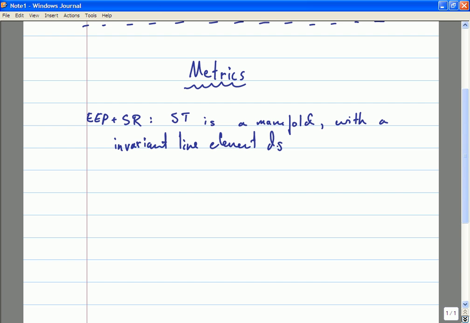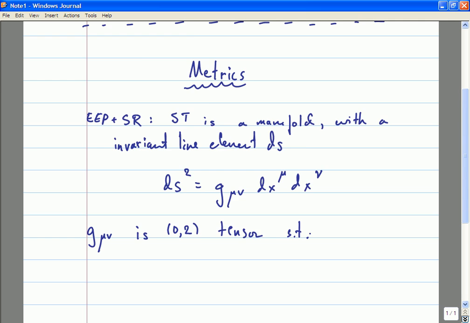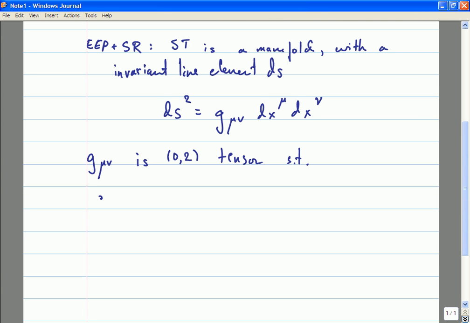ds, which is how you determine the invariant length of a world line through space-time, which is given by the formula ds squared is g mu nu dx mu dx nu, where g mu nu is the metric, which is a 0,2 tensor with three special properties. So first of all, g mu nu is symmetric in its two indices. So in four dimensions, g mu nu might in principle have 16 independent components, but because it's a symmetric matrix it in fact has only 10 degrees of freedom, 10 functions are required to specify the various components of the metric because of this symmetry.